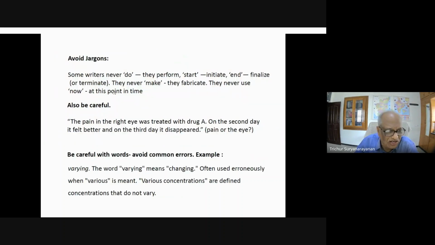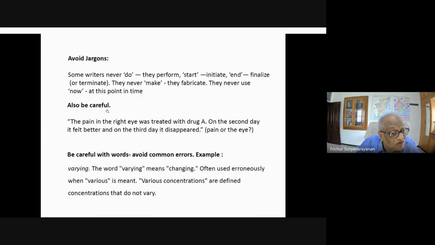So avoid jargon. Some writers never do; instead of "do," they always perform. Instead of "start," they always initiate. Instead of "end," they finalize or terminate. They never "make," they fabricate. They never use "now"; they say "at this point of time."